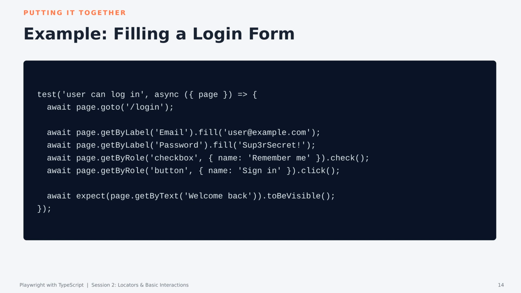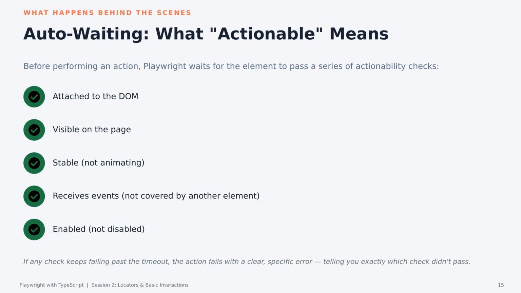No manual waits anywhere in this test. Every single action just waits for what it needs automatically. That's the auto-waiting principle from the very start of this session, now actually in action. Let's pull back the curtain on what's happening behind the scenes when you call an action like .click.